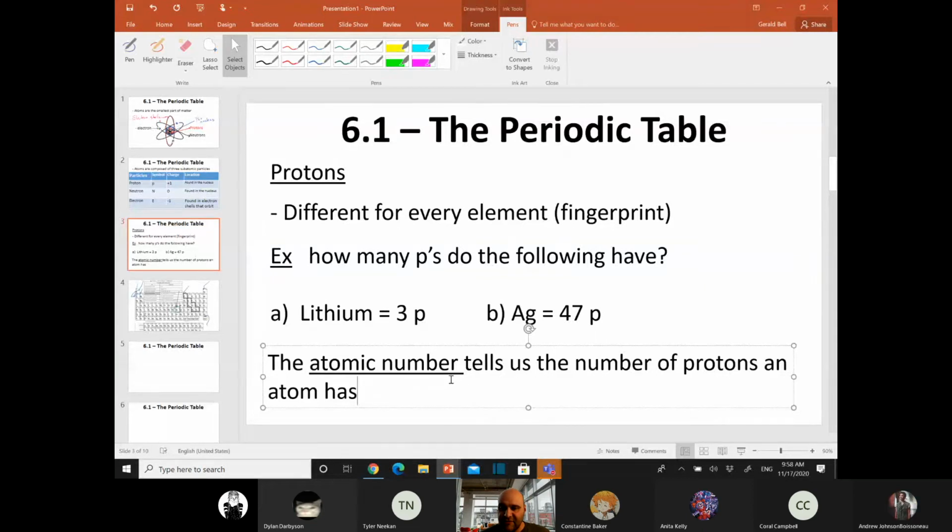Okay, so I think that's all I have to say about protons. A little bit more here about neutrons and electrons. They're important to us, but maybe slightly a little less important to us in grade 9 anyway.